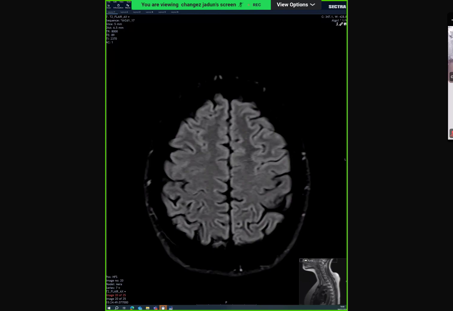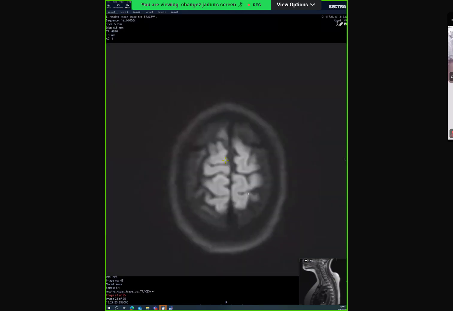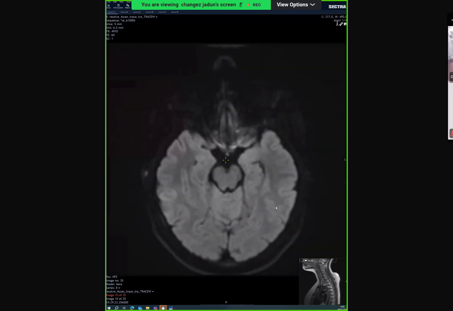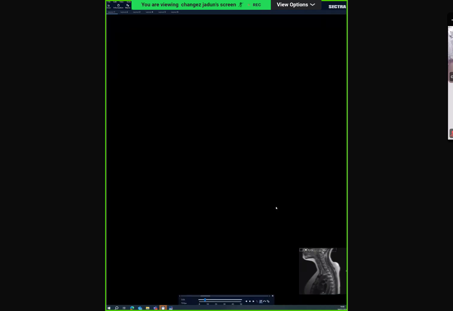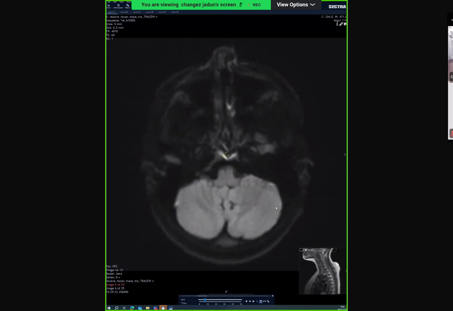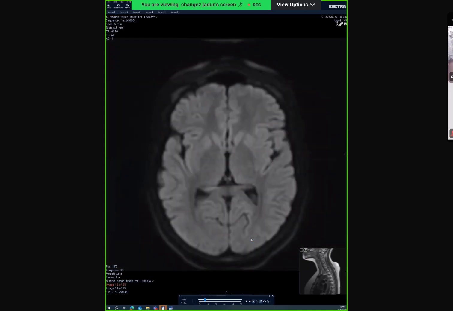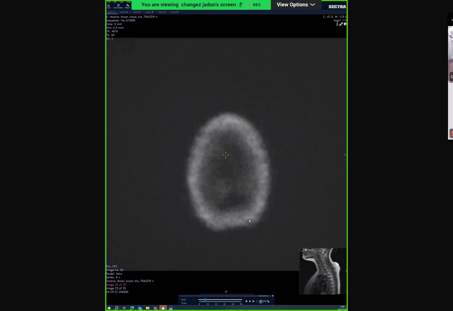Since I've already seen the FLAIR images, I'd like to take a look at the diffusion weighted images, if they're there. You want to see the diffusion weighted image? Okay. Here is the diffusion weighted image. Yeah, they also don't show any obvious acute restriction focus. So then I'd like to proceed with the cervical cord MR.